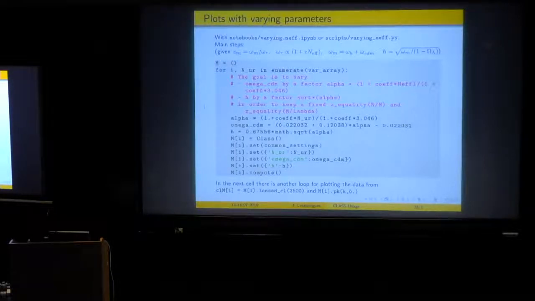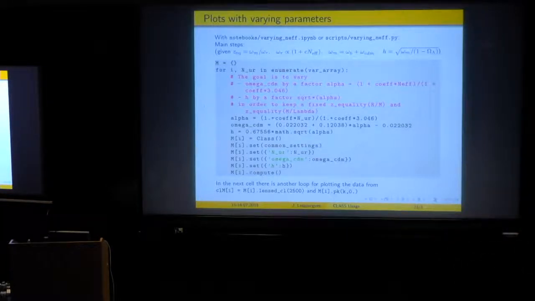CoF is this factor C, and if you look, it is evaluated somewhere above in the script. Okay, now for my index I create M of I. So M of I now will store one of the cosmologies. For M of I set the common parameters. I set NUR, I set omega CDM and H to these values. I compute, and now I have all my models stored in memory.